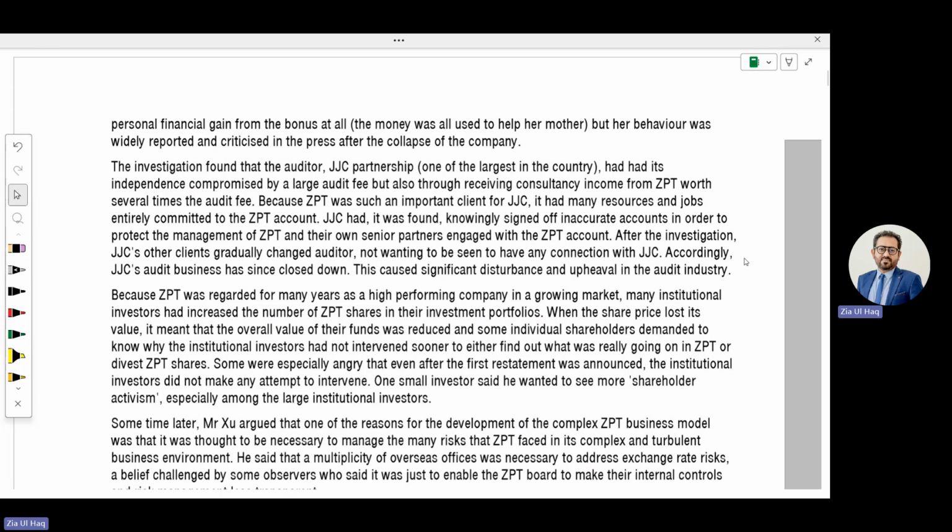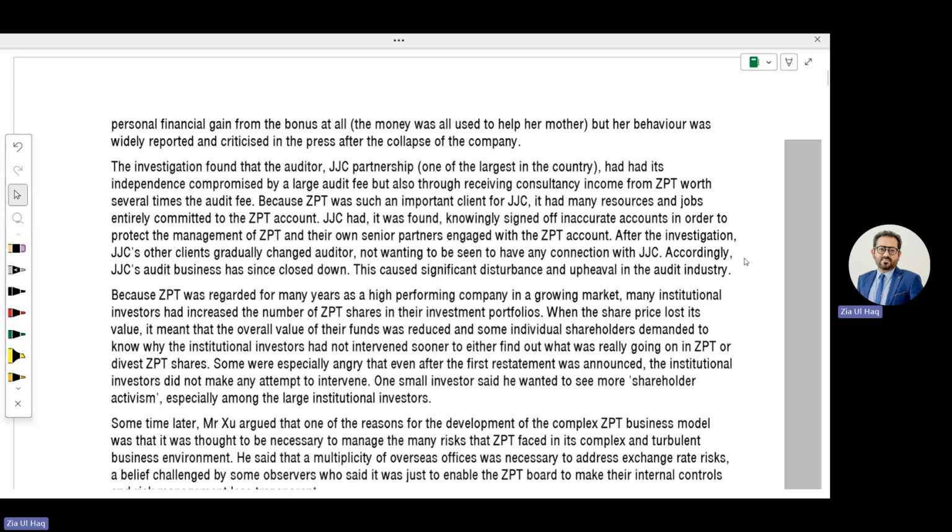So the investigation found that the auditor, JJC Partnership, one of the largest in the country, I mean a Big Five firm, Arthur Andersen, had its independence compromised by a large audit fee, but also through receiving consultancy income from ZPT worth several times the audit fee. ZPT was their biggest client. They were receiving huge income from this client. Because ZPT was such an important client for JJC, it had many resources and jobs entirely committed to the ZPT accounts.